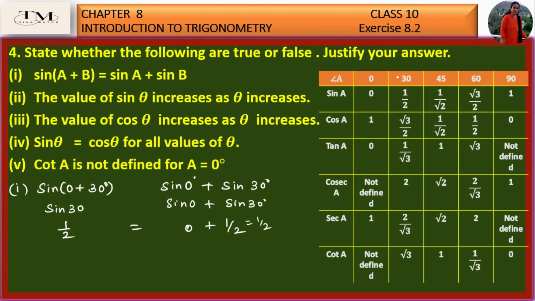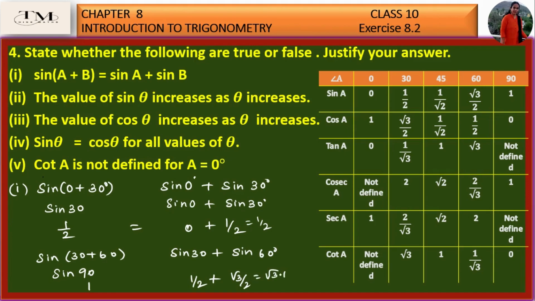I am going to take 30 degrees and 60 degrees. Sin(30 plus 60). On the other side, sin 30 plus sin 60. Just substituting, A is equal to 30, B is equal to 60. Sin(30 plus 60) is sin 90. What is sin 90? Sin 90 is 1. So what is sin 30? Sin 30 is 1 by 2. Sin 60 is root 3 by 2. So it is equal to (root 3 plus 1) by 2. So this is not equal.